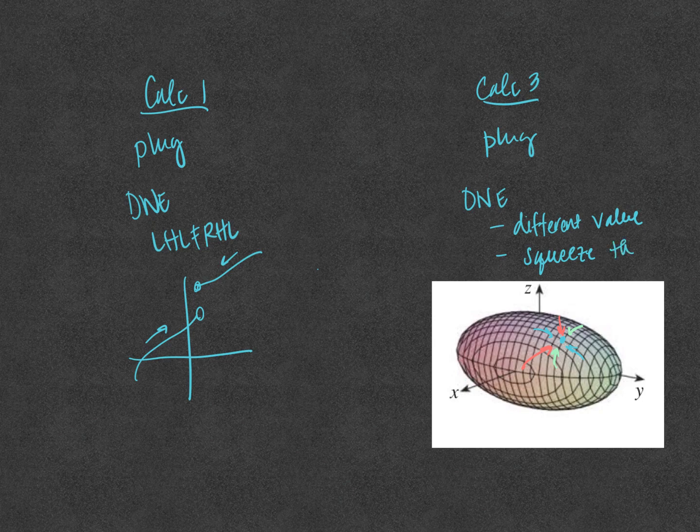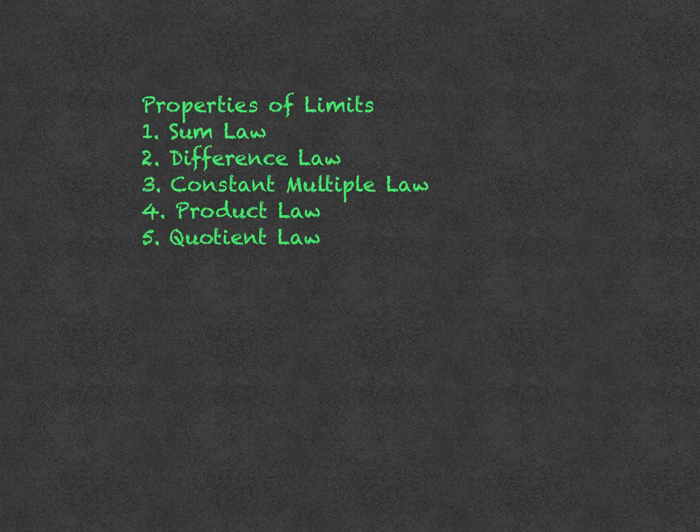Sometimes one is easier than the other, and we're going to look at both. But let's start with the easy case, which is we're going to plug it in to get our values, okay? Our properties of limits are the same extended into multivariables.